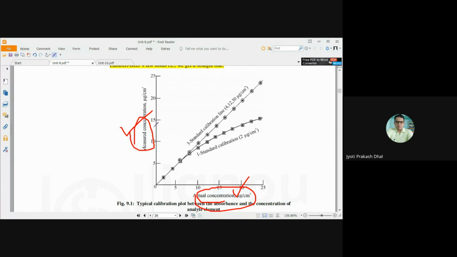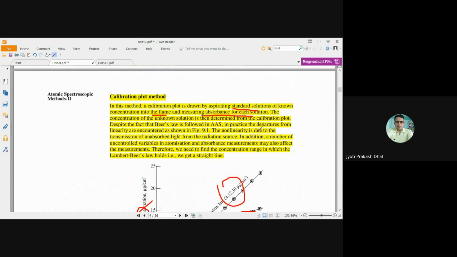By using that, we can use the three standard calibration method. In the three standard calibration method, you will use three different standard solutions. That is, here it is given as 4 microgram per ml, 12 microgram per ml, and 30 microgram per ml. And for one standard calibration, you have to use a particular solution of a particular concentration. So the concentration of the unknown solution is then determined from the calibration plot.